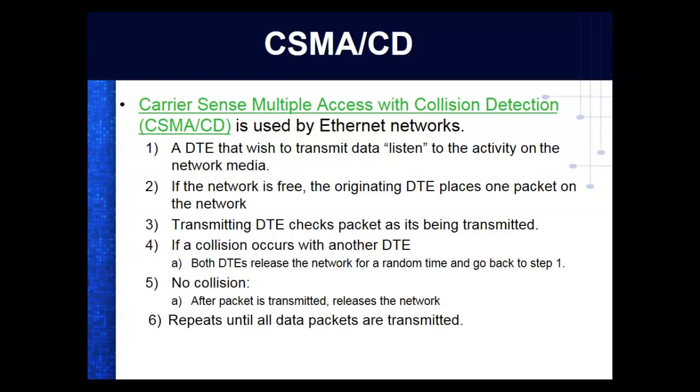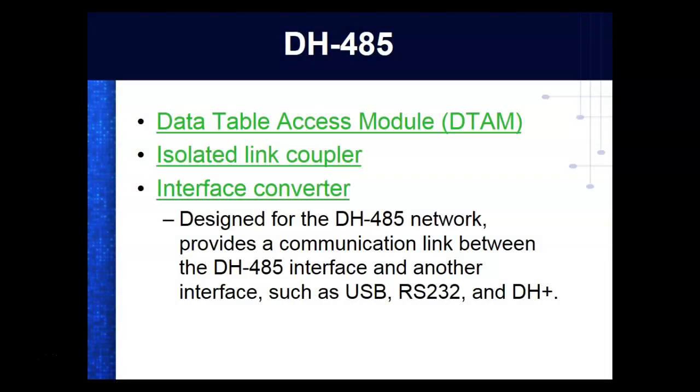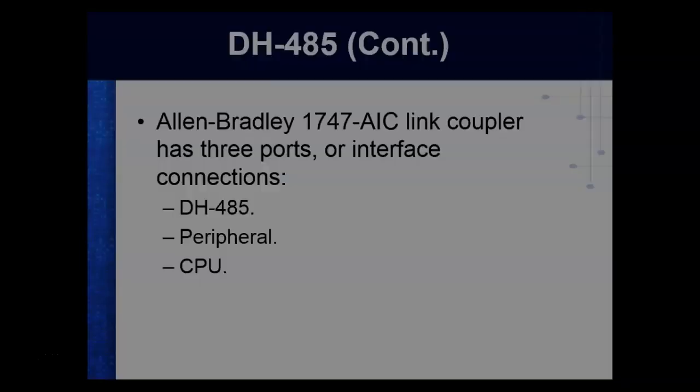If there was no collision, the packet is transmitted and they release the network. Then it keeps repeating all this until all data packets have been transmitted. This is carrier sense multiple access with collision detection, and this is what Ethernet uses, and this is what Profinet uses. DH485 will come up, and we won't look at it because this is Allen Bradley and we'll use Siemens.